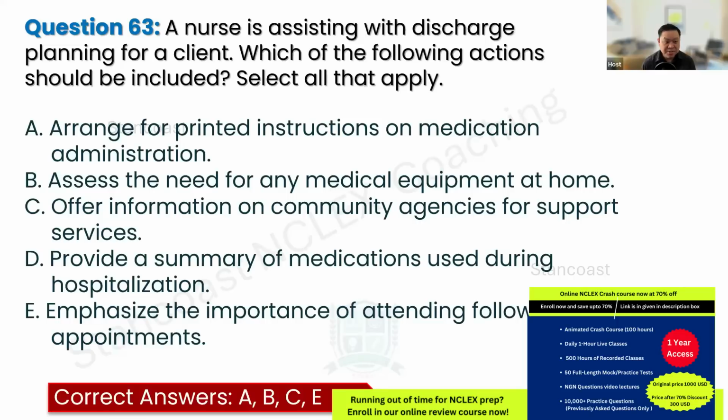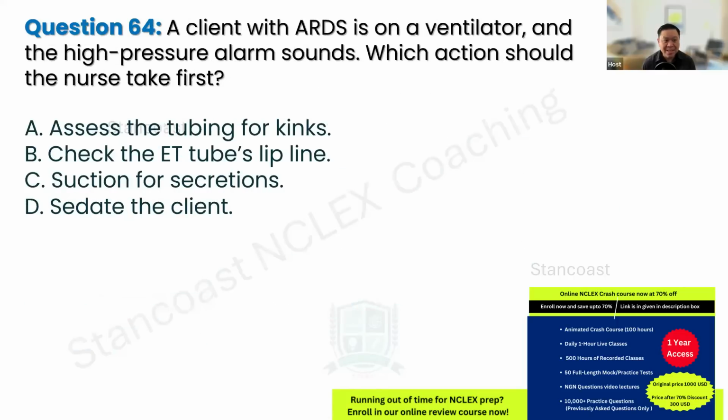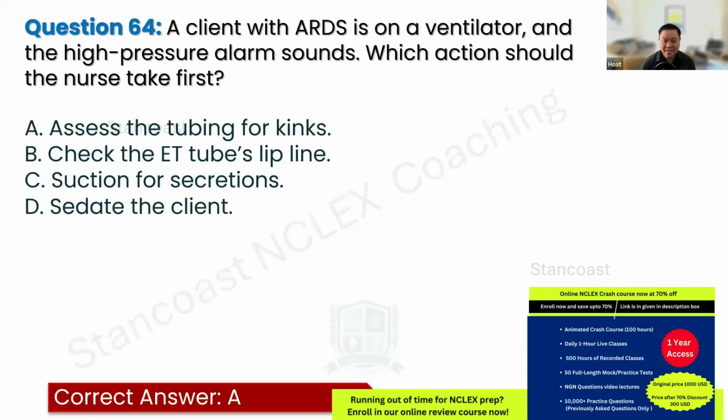Let's have number 64. A client with ARDS is on a ventilator and the high pressure alarm sounds. Which action should the nurse take first? A. Assess the tubing for kinks. B. Check the ET tube lip line. C. Suction for secretions. D. Sedate the client. The correct answer here should be letter A.